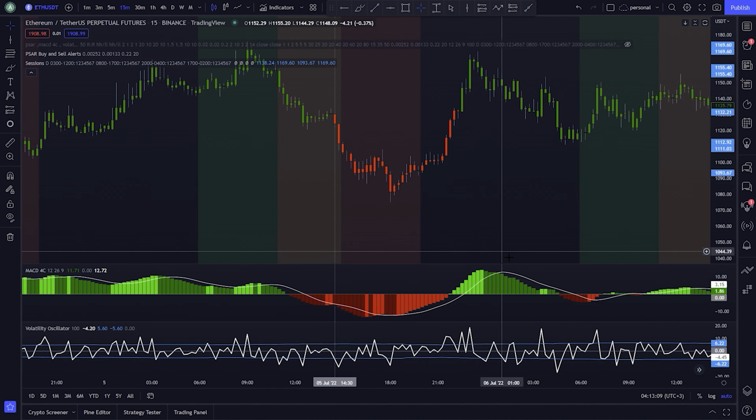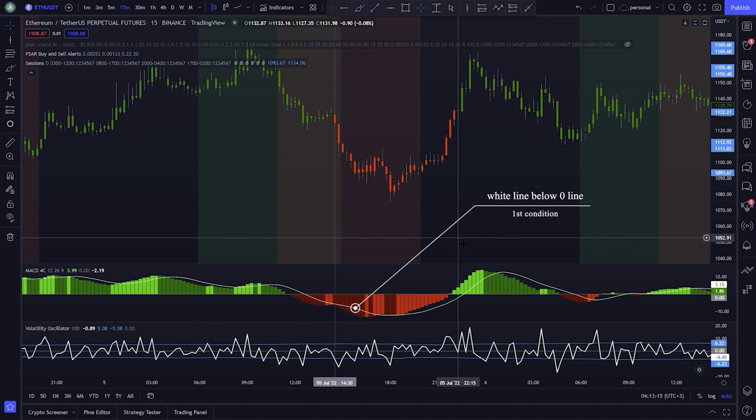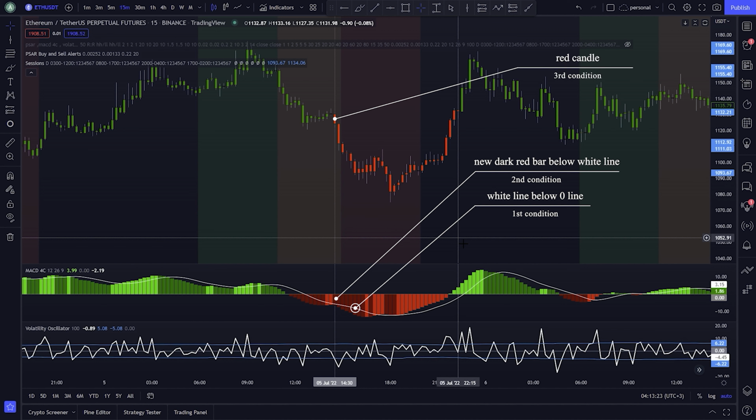And now let's move on to the short condition. For a short signal to be valid, the MACD white line must be below the zero line. The MACD indicator has to print a new dark red bar below the white line. The candle must be red, and the volatility white line must be below the lower band. Now we can take a short position.